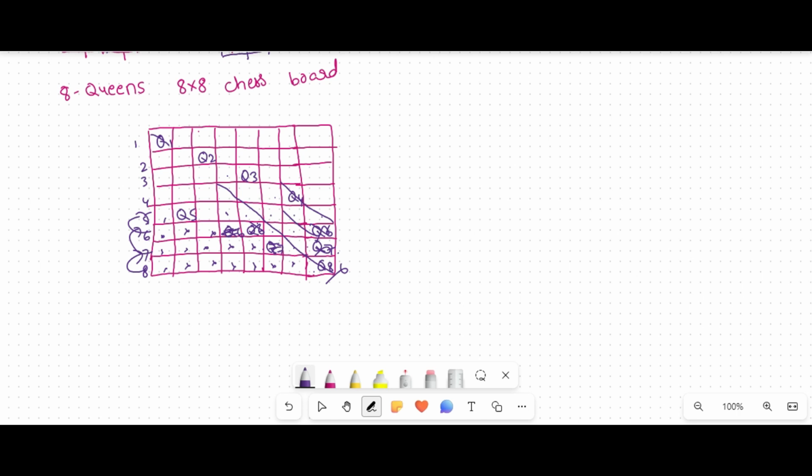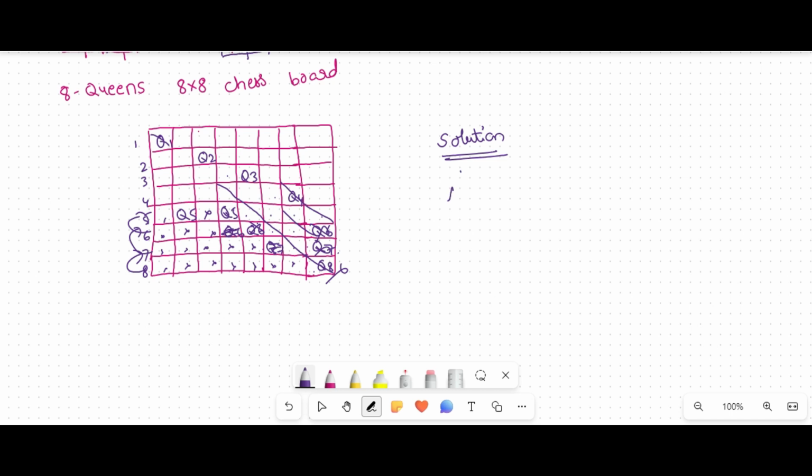Q5, so then check Q5. Here you can't place Q5 now. So here you can place Q5. Like that, all the possibilities you have to verify. One of the solutions for this 8 queens problem, here it is.